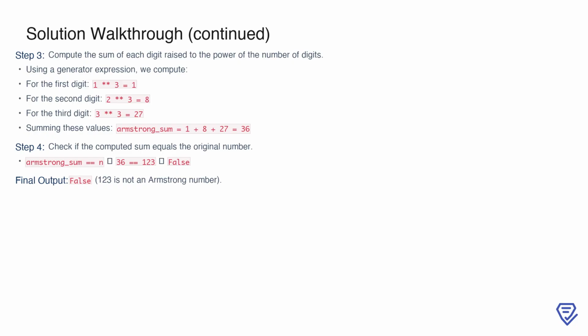Finally, we compare this sum to the original number. Since Armstrong_sum equals n, or 36 equals 123, is false, we conclude that 123 is not an Armstrong number. Therefore, the final output for this example is false.